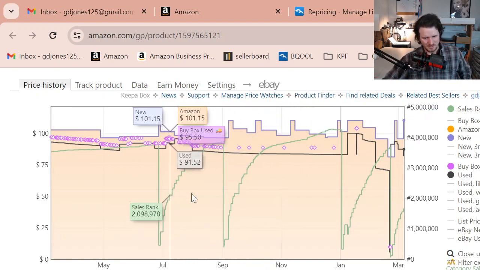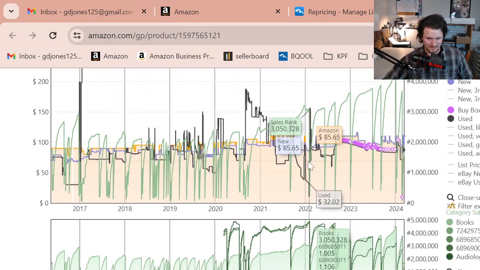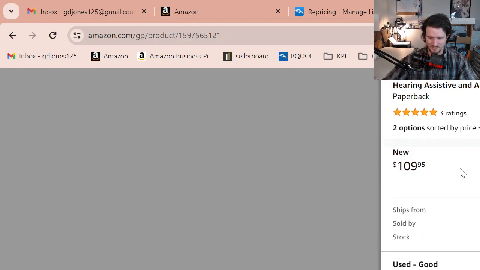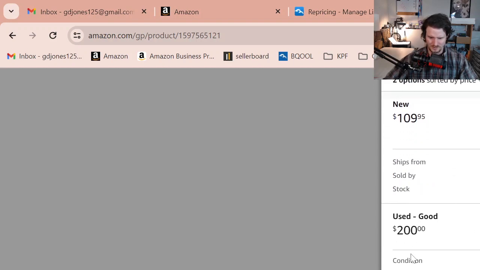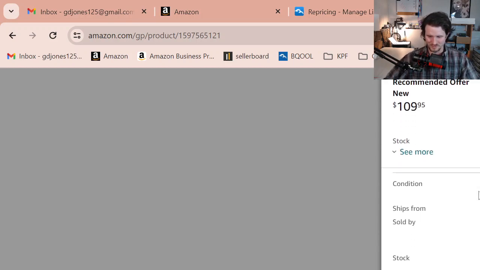Because you can see that this book holds its value up here. It doesn't sell like crazy, but I'm pretty sure I'll be able to sell it. There's quite a bit of sellers on it. This new looks like probably Amazon. Yep, Amazon is way up there at 109. Not concerned about that. And this guy has used good at $200. Jesus. And he's got 117 ratings. He's got to know what he's doing a little bit. Maybe he's got some people working for him that don't know what's going on.